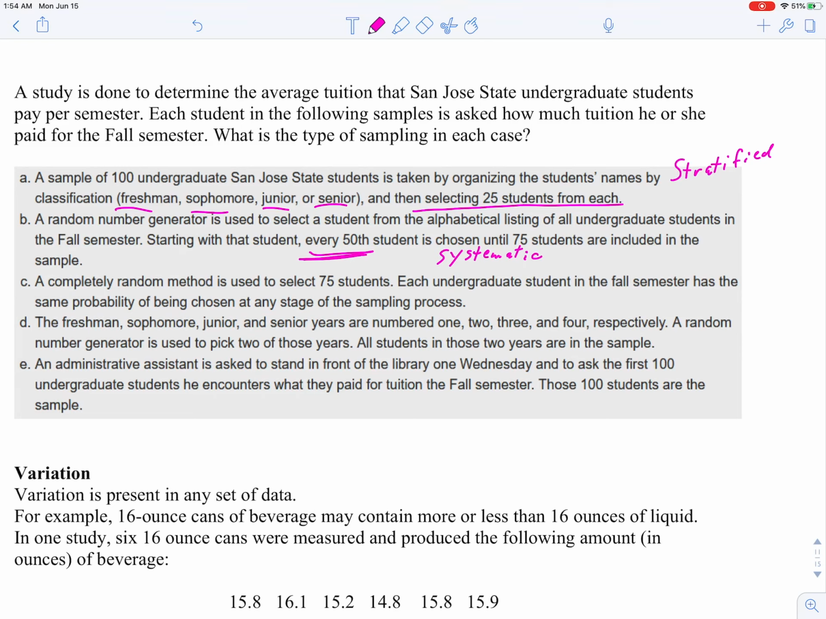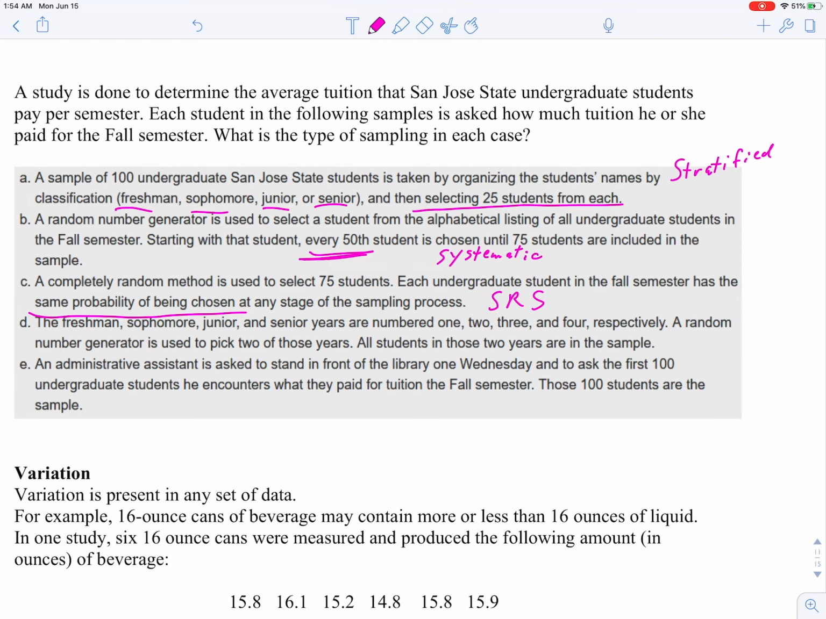All right, letter C. A completely random method is used to select 75 students. Each undergrad student in the fall semester has the same probability of being chosen at any stage of the sampling process. That's the key right there. The same probability of being chosen. That is what's called a simple random sample, SRS for short.